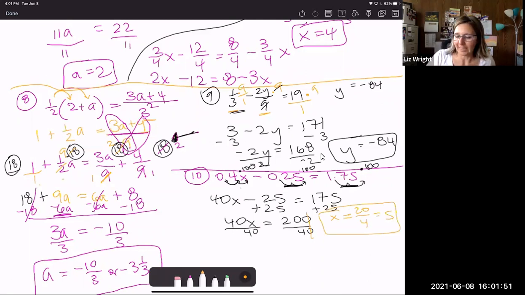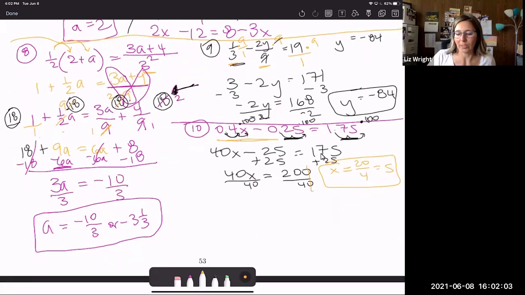I've had students say, can't I just go from here and add 0.25 to both sides, and then I get 0.4x equals 2, and divide both sides by 0.4? Yes, you can absolutely do that. You'll still get 5, but it won't answer the question of, what do I multiply every term by to clear my decimals? And the answer to that question was 100.